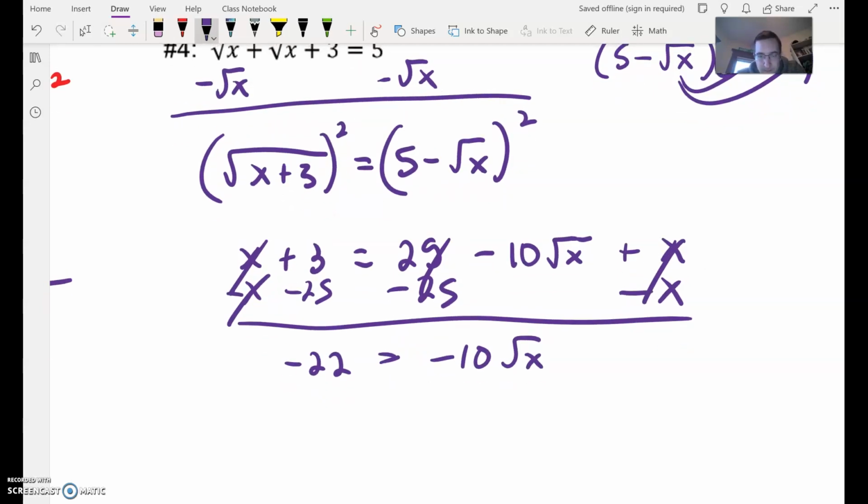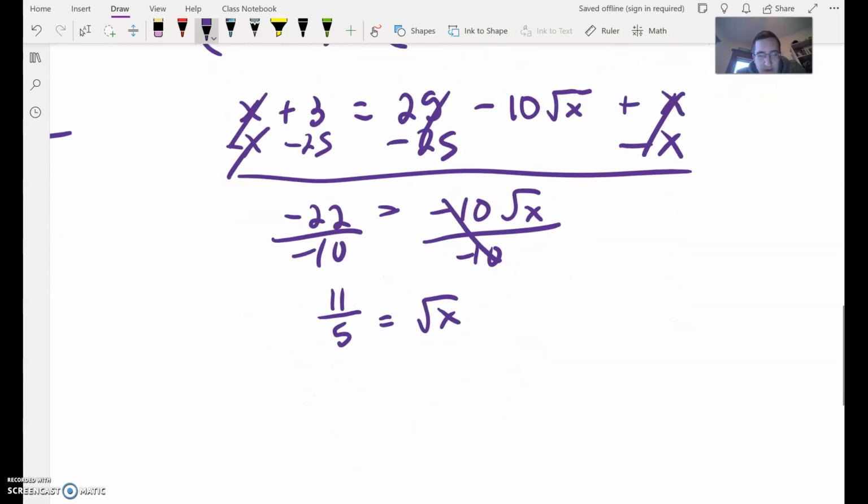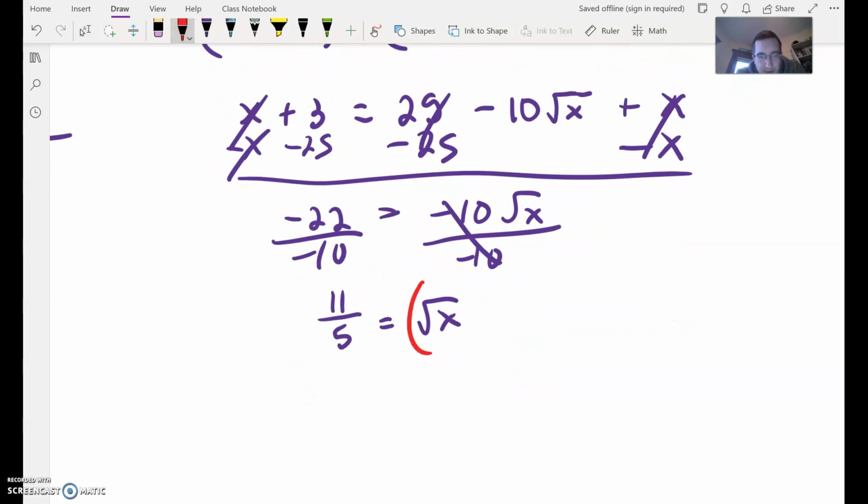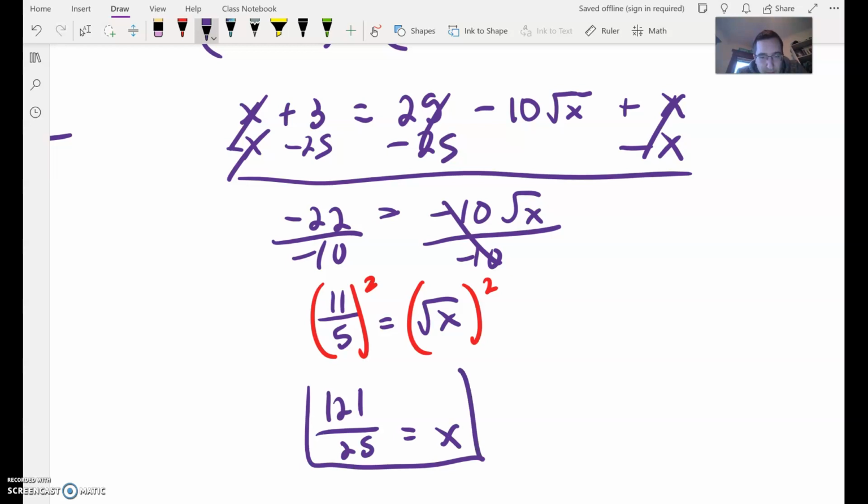Now we divide both sides by 10. See, now I'm just using my algebra rules, right? Boom. We could do decimal. Let's leave it as a fraction. So that would be 11 over 5 equals the square root of x. And whenever you get here, it's just automatic. Square both sides. 121 over 25 equals x. Booyah.